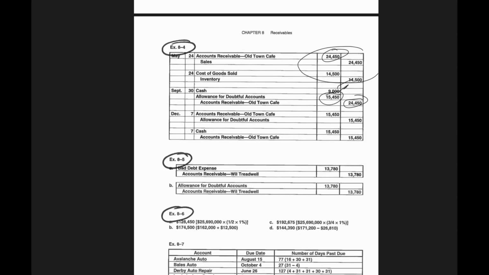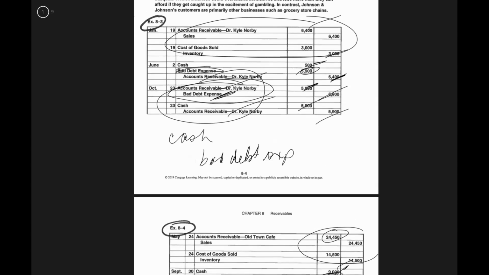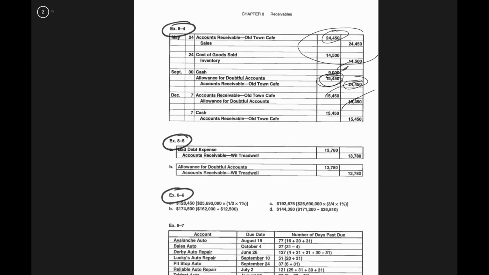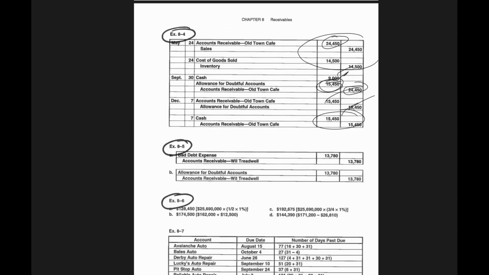On December 7th, we reinstated it. So we're basically pretending as if this never happened. So we put it into AR, credit the allowance account again. Like in number 3, we credited the expense. This one, we credit the allowance. And then, just like we did in exercise 3, bring it into cash and take it out of AR.